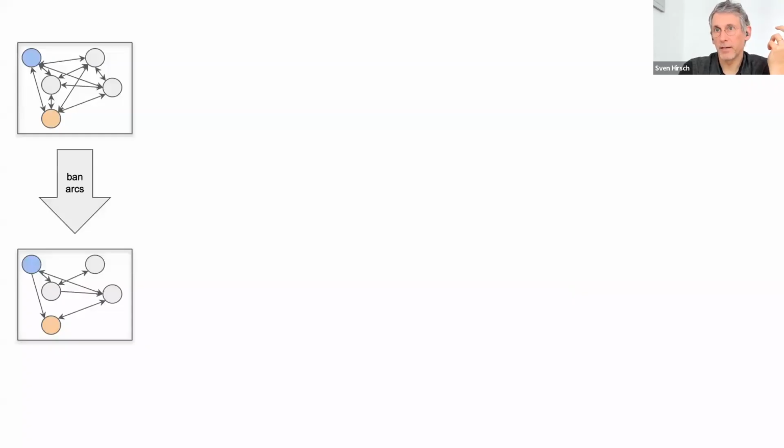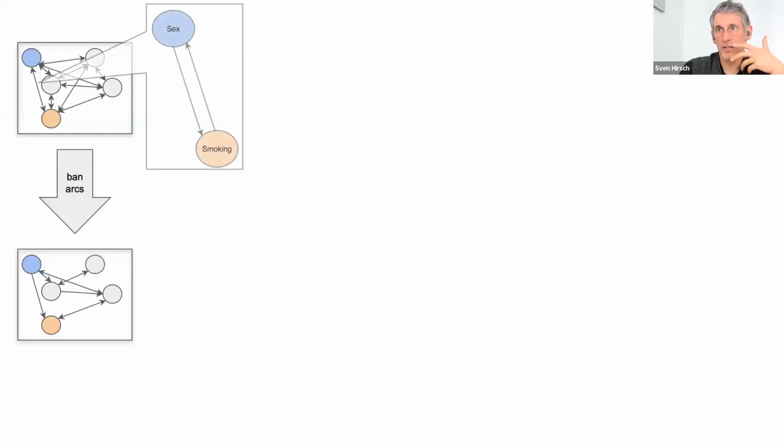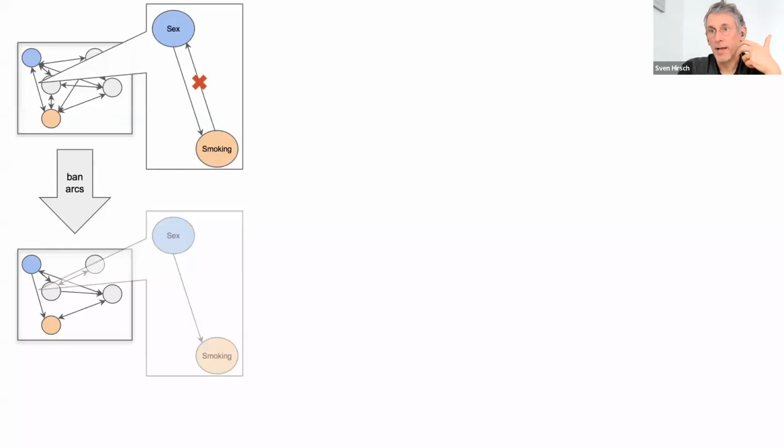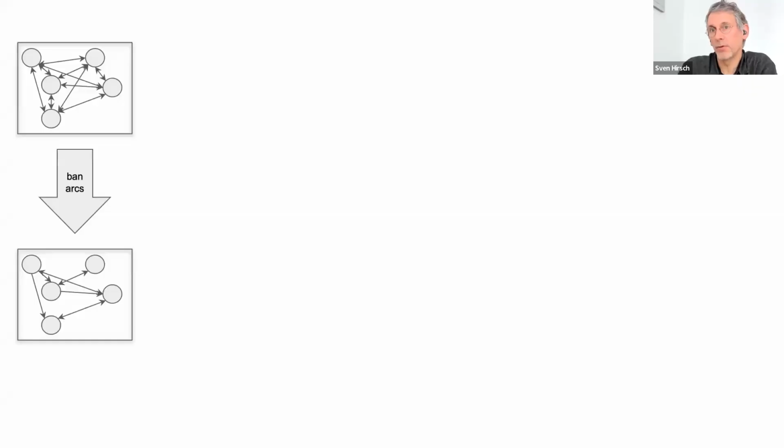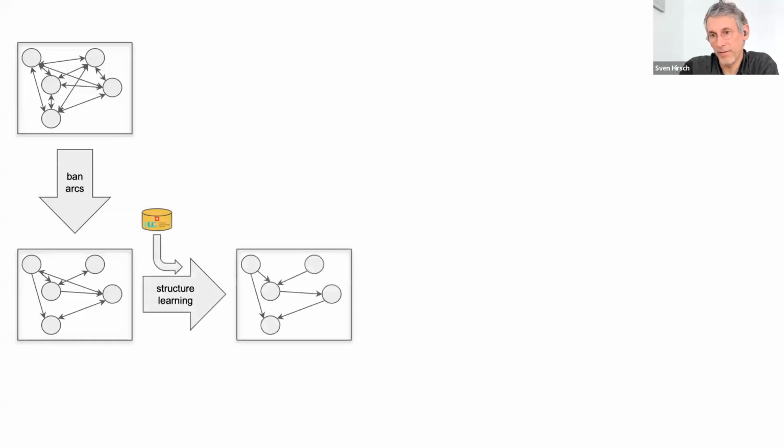Here, for example, smoking can have no influence on whether somebody is male or female. But it could be that the gender influences smoking, for example that females smoke more than men. So what you can do is blacklist arcs which are not possible. That's the first thing: you can forbid them. And then when you have that, you can do a structure learning.